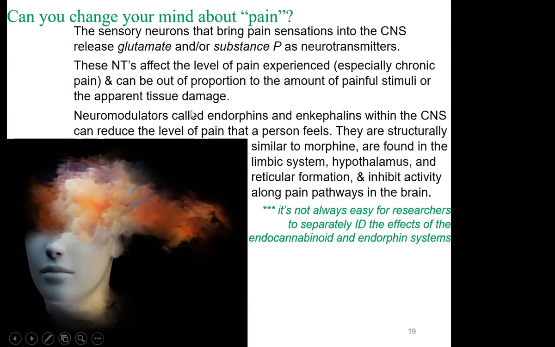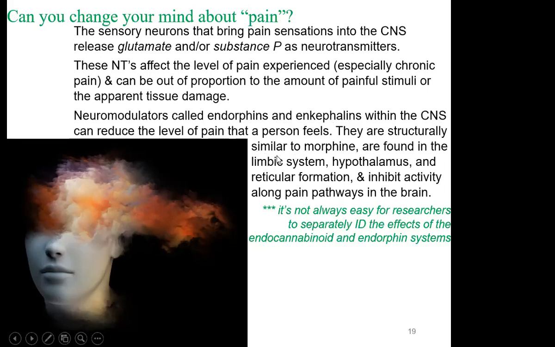Neuromodulators are important because we have these neuromodulators, endorphins and enkephalins, that can reduce the level of pain that a person feels. So they're structurally similar to morphine. They're found in the limbic system. What do we know our limbic system is associated with?